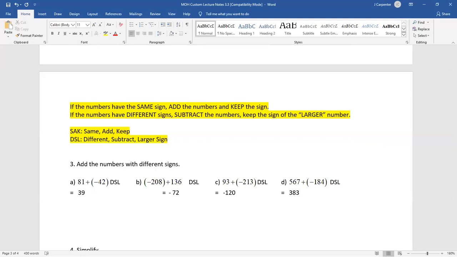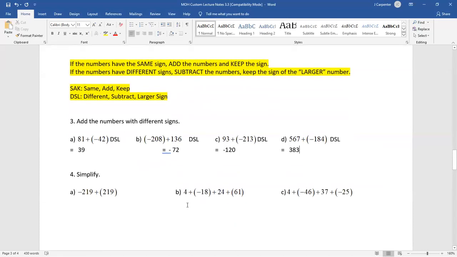Okay, so 567 minus 184 is 383. But now we say, all right, well, what sign is this supposed to be? Don't forget to do that. A lot of people forget to account for the sign. Well, we're supposed to take the sign of the larger number in absolute, so we ignore the negative. 567 is bigger than 184. 567 is positive, so this is positive.